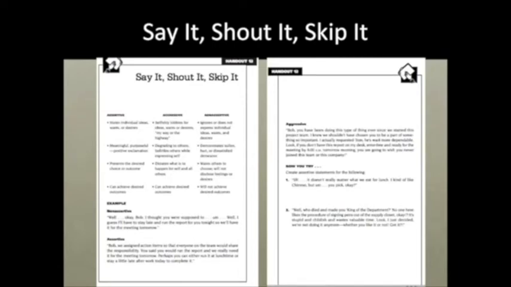So being assertive, right? Let's read the example below, and there are some examples for each. "Well, okay, Bob, I thought you were supposed to... well, I guess I'll have to stay late and run the report for you tonight, so we'll have it for the meeting tomorrow." That's non-assertive, and that's just somebody taking it. Bob dropped the ball, but the person's not willing to take him to task on what he should have been doing, versus the assertive version, which is: "Bob, we assigned action items so that everyone on the team could share the responsibility, and you said you would run the report, and we really need it for tomorrow's meeting."